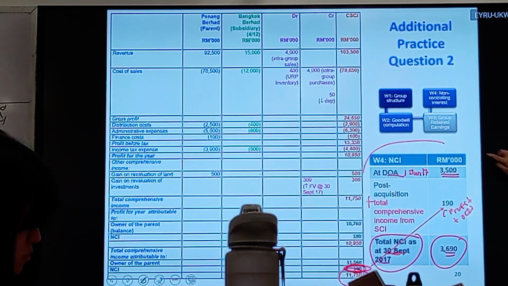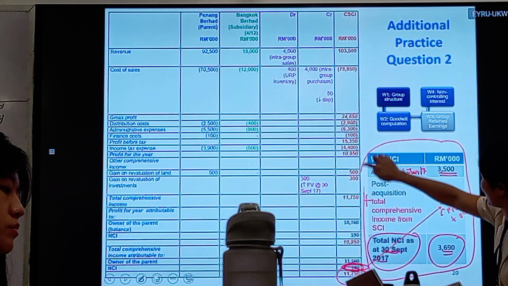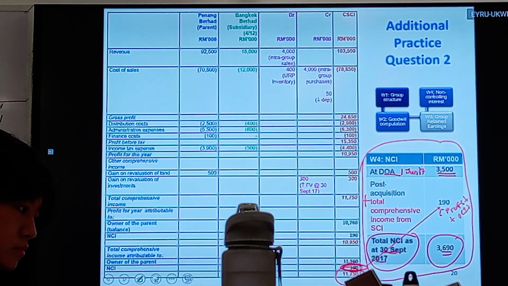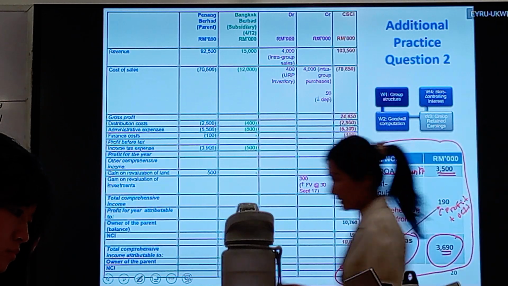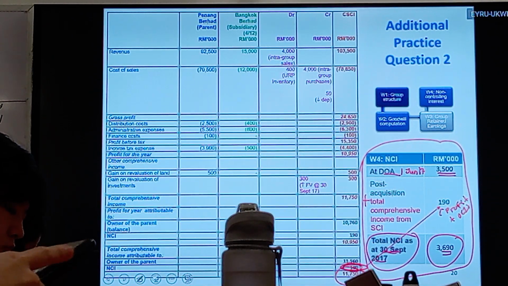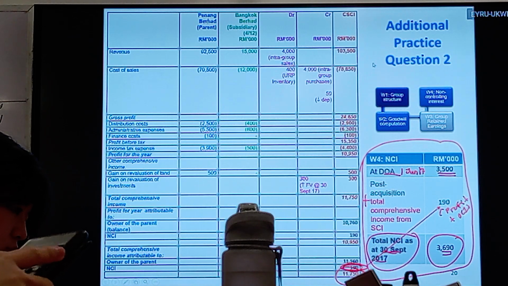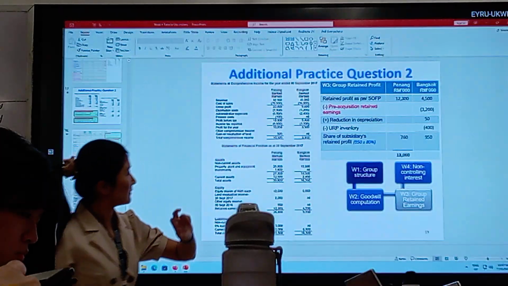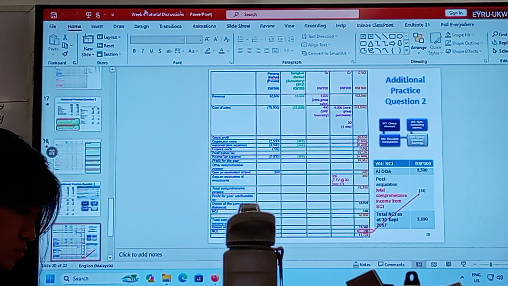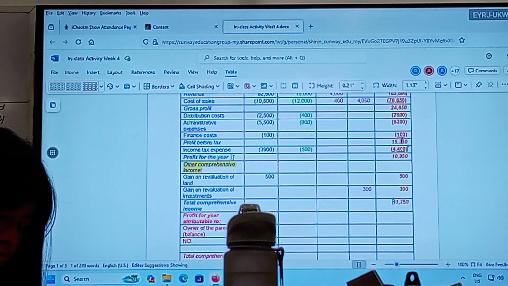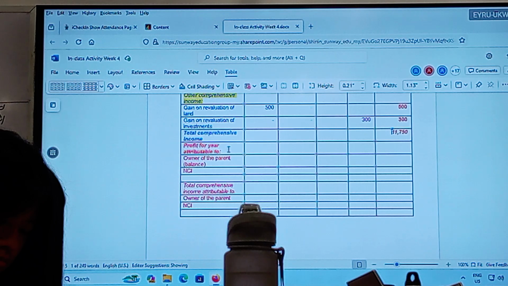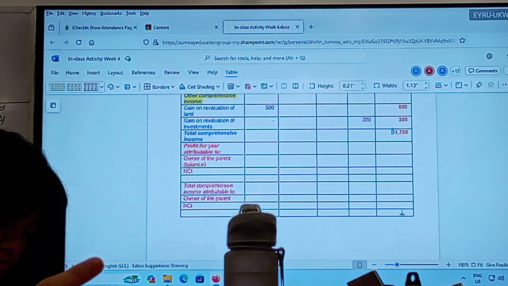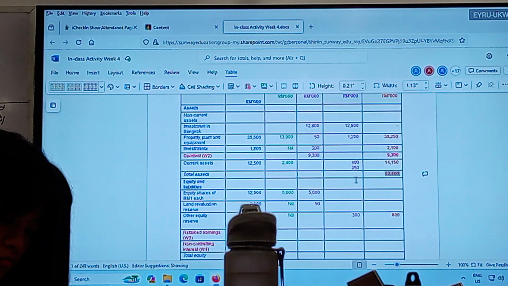So your working is this one. Then let me go back to the worksheet. Let me go back to the file. Later on, you all have to fill up this part here, which is on the whiteboard. And then let's go to your worksheet here.